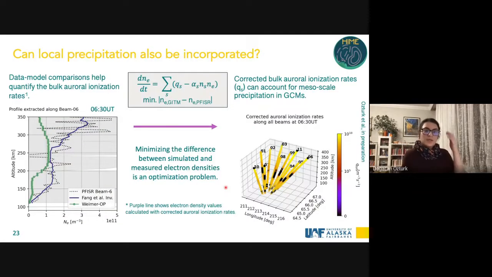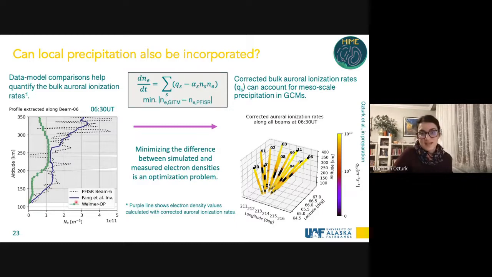We also try to incorporate the local precipitation because, again, convection and the precipitation. So here you can see the beams and the electron density measurements along those beams using Pfizer. Here we are looking at Pfizer beam 6. Here you can see the configuration of these different beams, and the dashed line shows the Pfizer beam 6 electron density measurements. You can see there's significant fluctuation because this was nighttime.